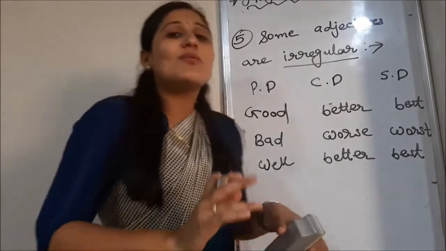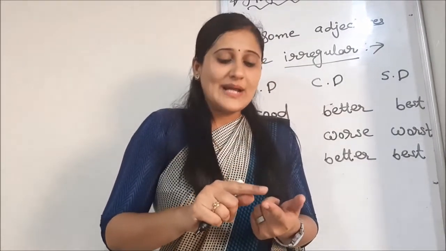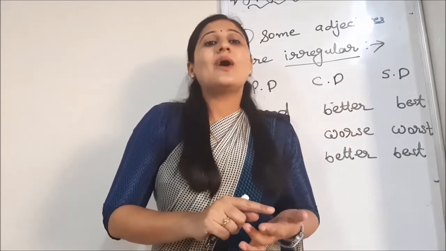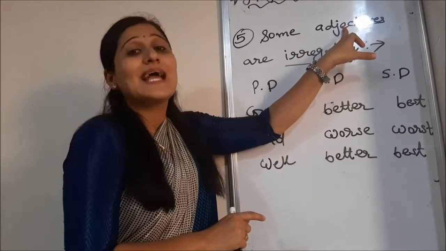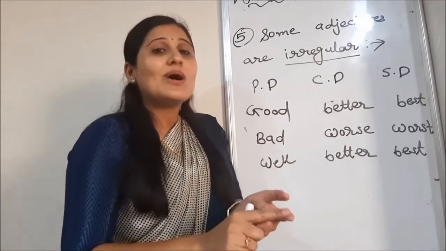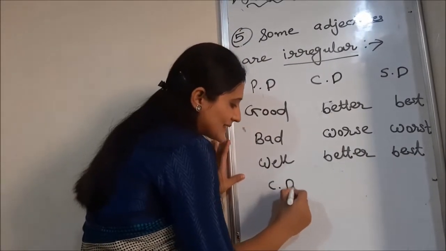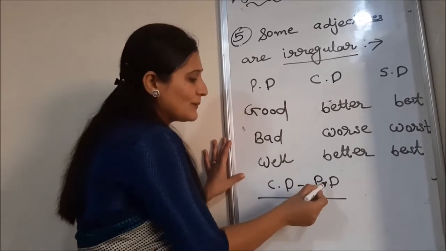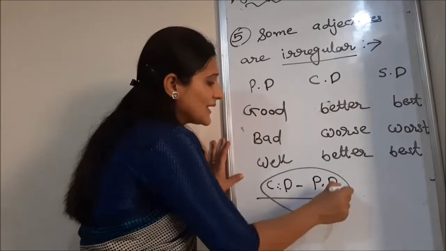Up to now, what have I discussed? I have discussed how to recognize the positive degree, the comparative degree, the superlative degree, and the 5 rules of adjectives, right? In the next video I will discuss how to turn degrees using those 5 rules. First I will take how to turn from PD to CD and CD to PD.